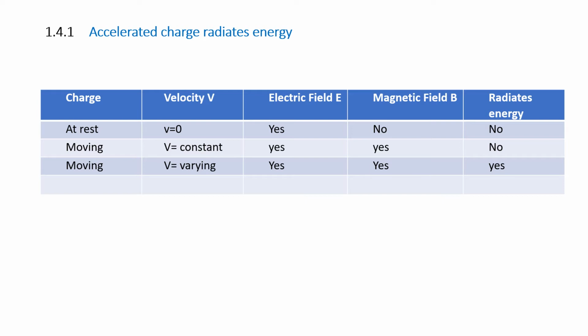Finally, when a charge is moving with a varying velocity, that is V is equal to varying, then there are electric field, magnetic field, and there is radiation also. We will also study about radiation or electromagnetic waves in the chapters of this year's syllabus.